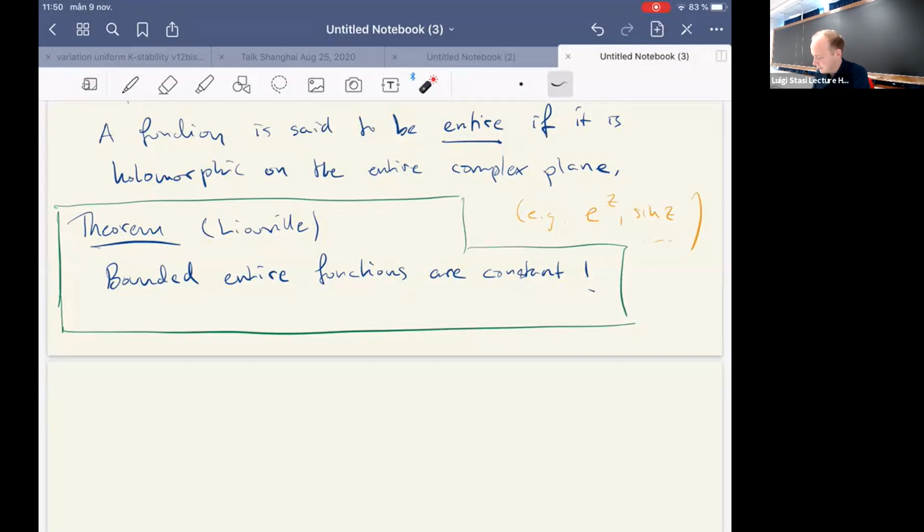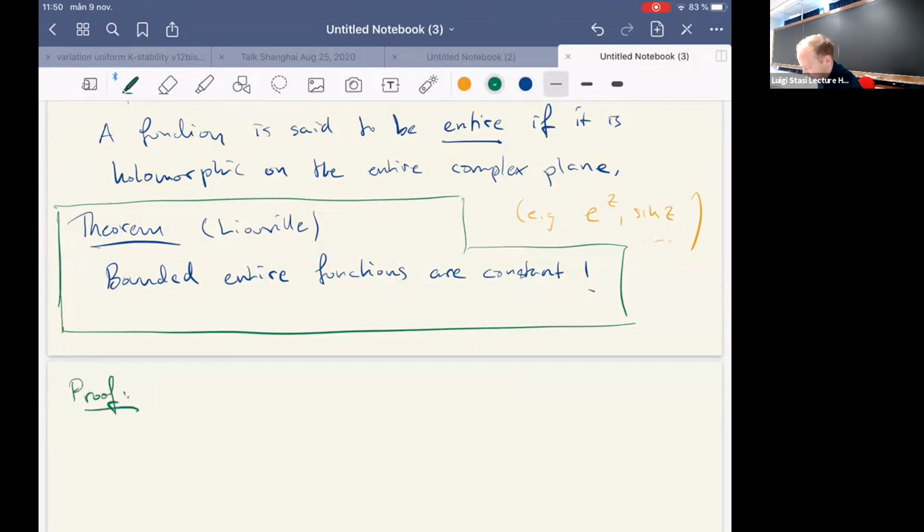Okay, so this is kind of a cool theorem, that there is no way to be bounded on the entire complex plane if you're a holomorphic function. This is simply incompatible. So let's see the proof of this.